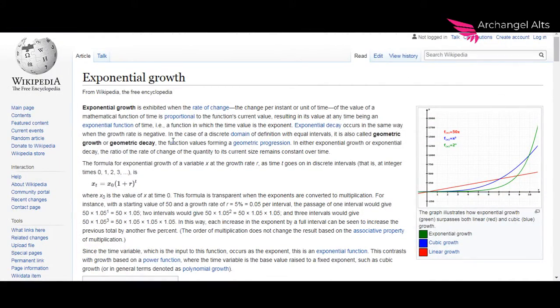So exponential growth, let's talk about what it means first. Exponential growth is exhibited when the rate of change, the change per instant or unit of time, of the value of a mathematical function of time is proportional to the function's current value, resulting in its value at any time being an exponential function of time, a function in which the time value is the exponent. The exponential decay occurs in the same way when it's the negative version of the same thing.